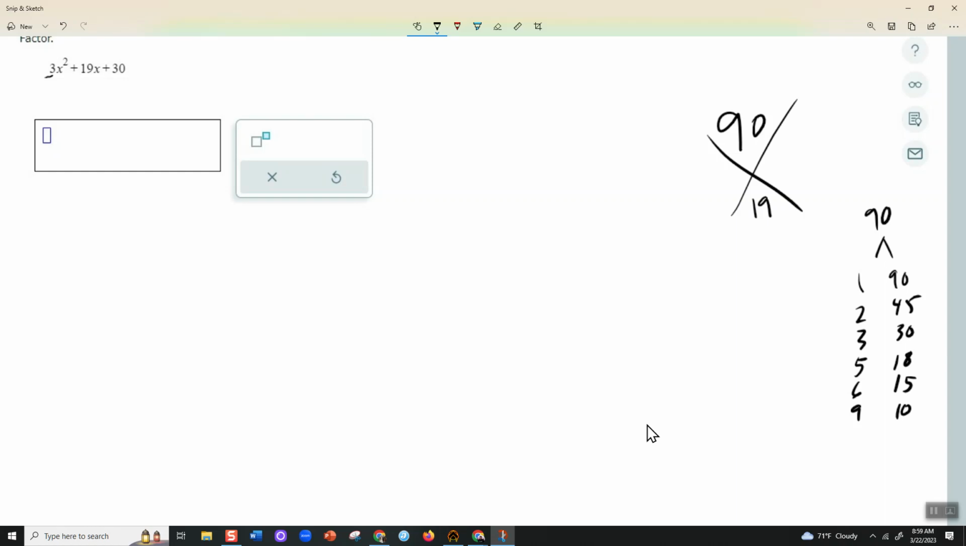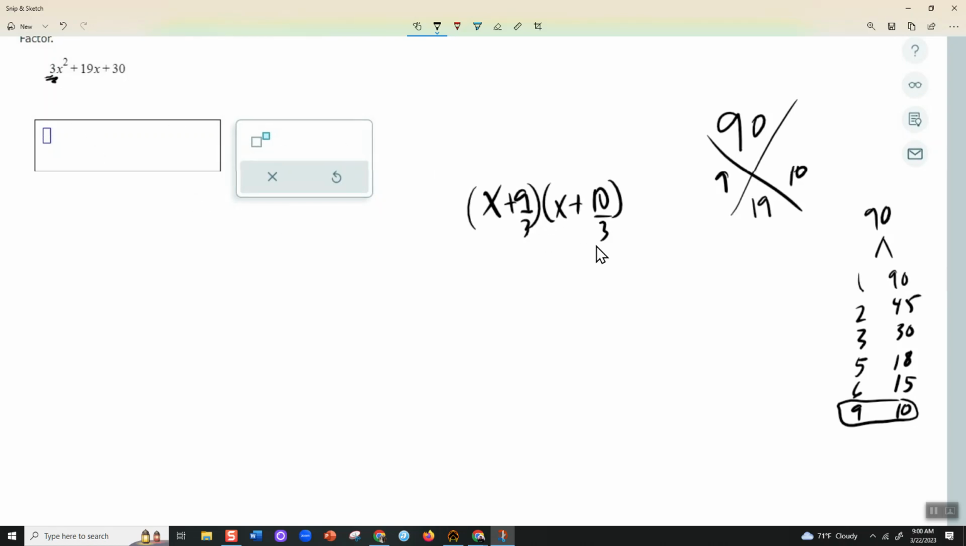So which ones add up to 19? 10 and 9, or 9 and 10. I'm going to use my shortcut, well, what I call a shortcut anyway. I've got my variables x, so I'm going to have x plus 9 and x plus 10. But I have that leading coefficient is 3, so I have to divide both of these by 3. And 9 divided by 3 is 3.